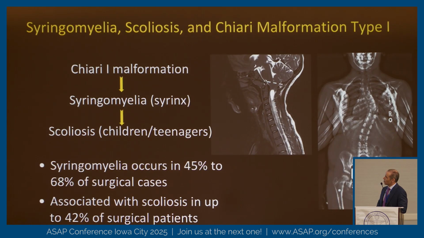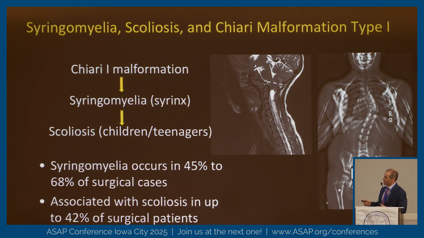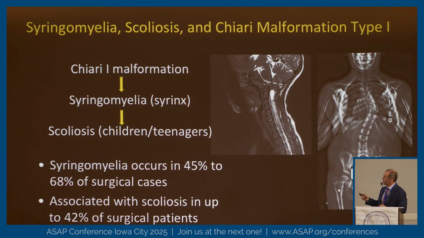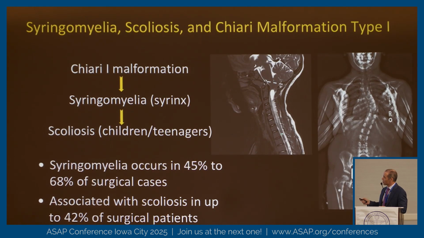All right, so what do we know about Chiari malformation and syringomyelia? We know that Chiari malformation can cause a syrinx, or syringomyelia. The tonsil descent blocks the fluid flow, and the fluid can't get out. There's really only one place it can go, and it has to go into the spinal canal.